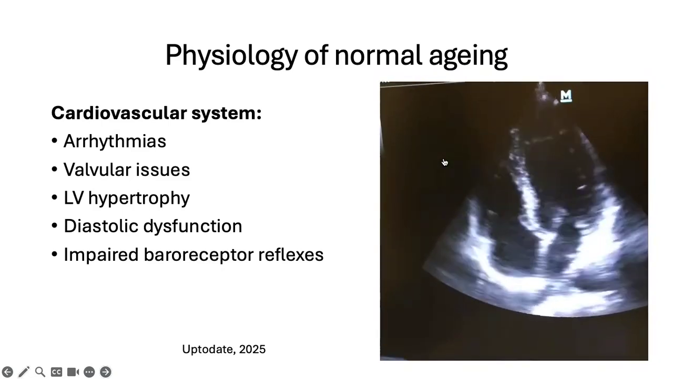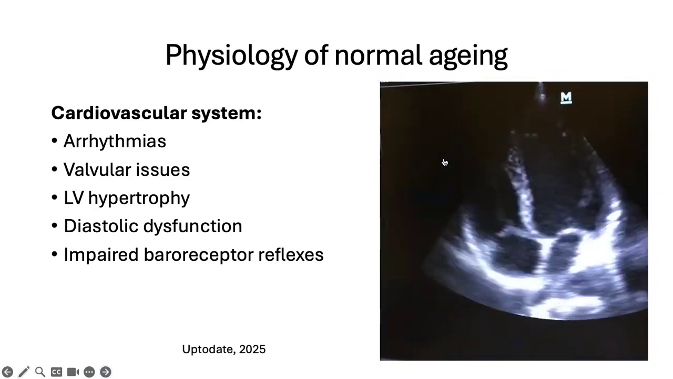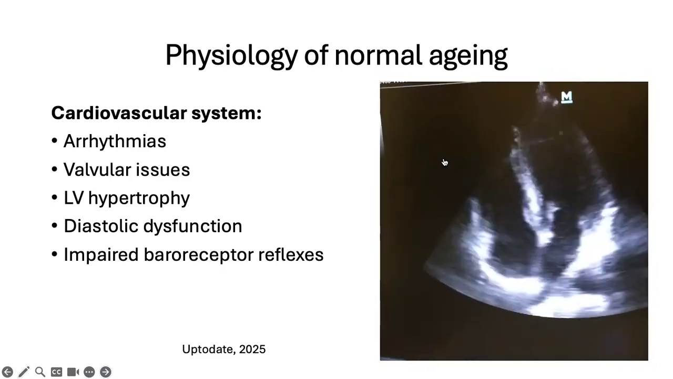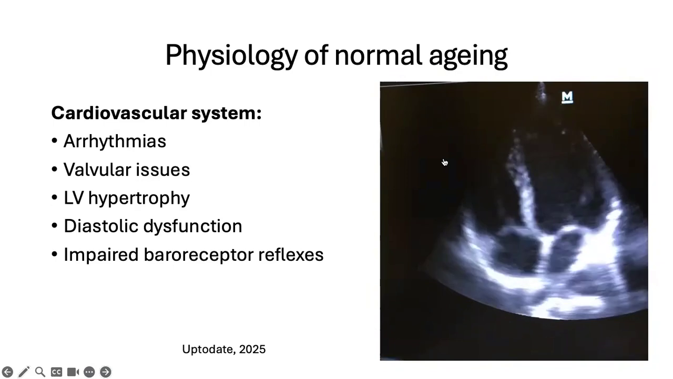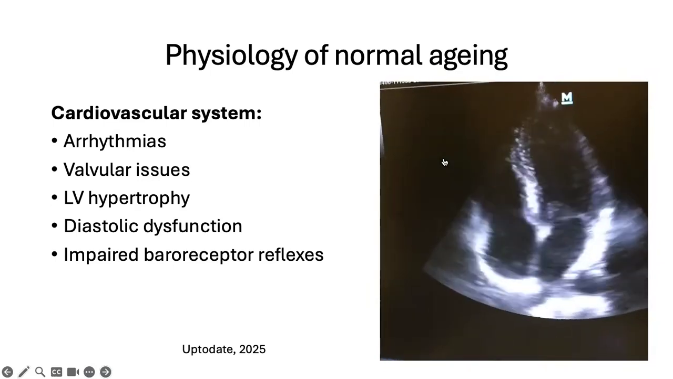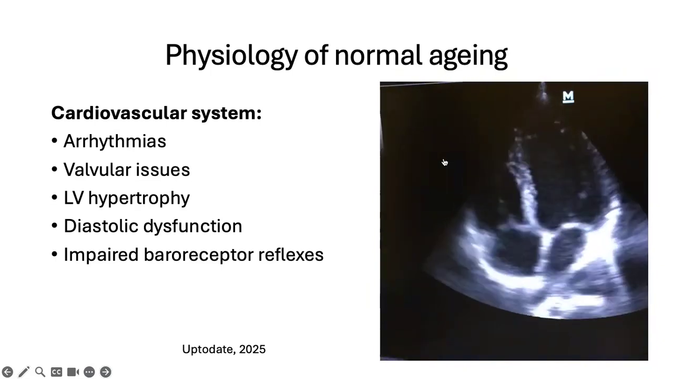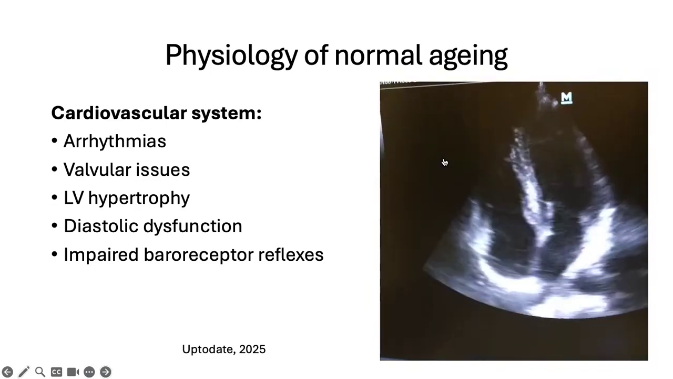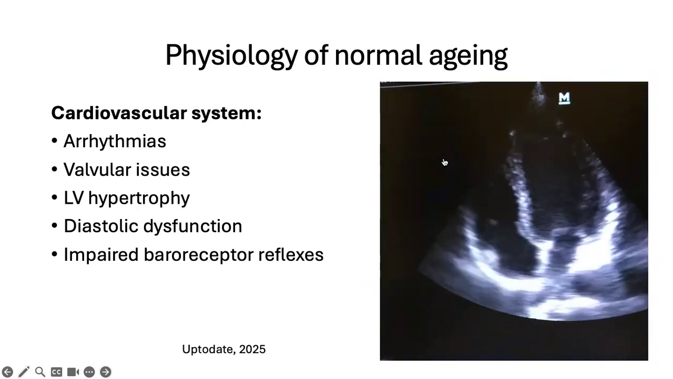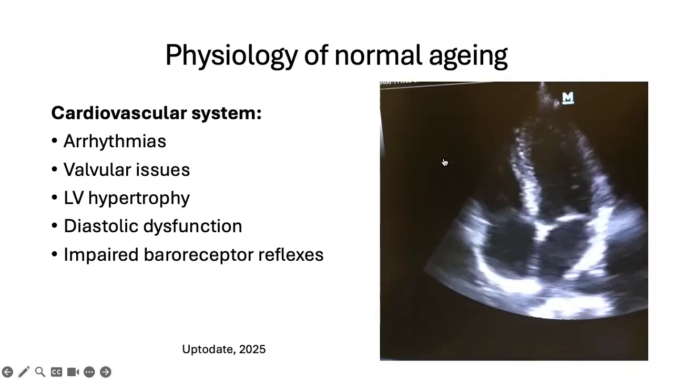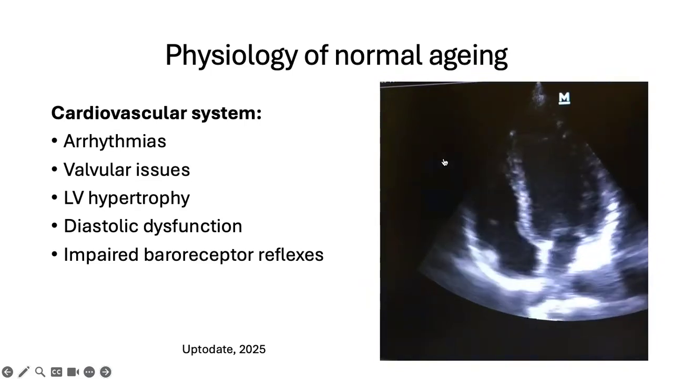So, looking at the cardiovascular system, it's not uncommon for elderly patients to develop arrhythmias, and in particular, they might develop ectopic beats, and these are just innocent. And when you connect them up to the ECG on your operating room monitor, you might pick up occasional ectopic beats. This is nothing to really worry about. It's part of the physiology of normal aging.